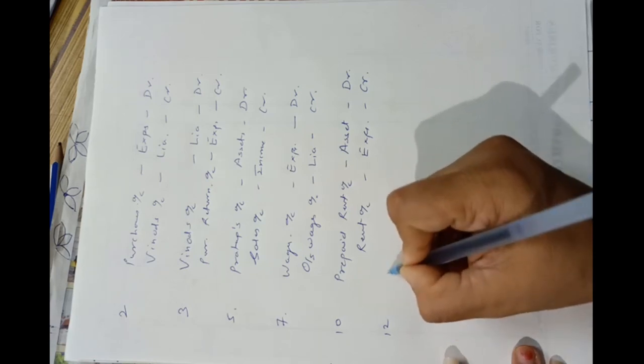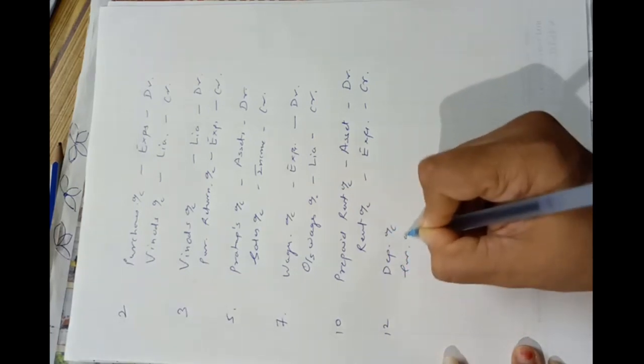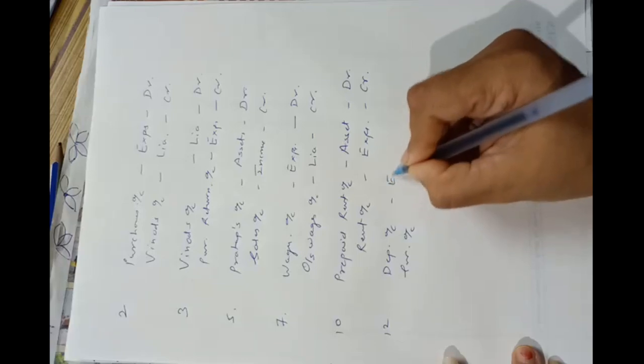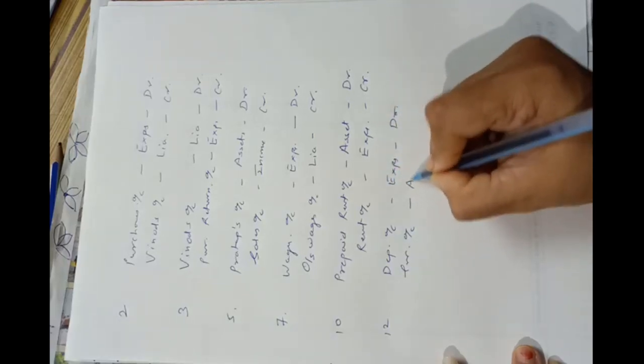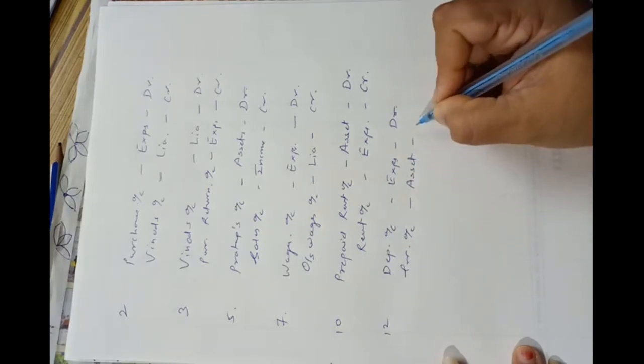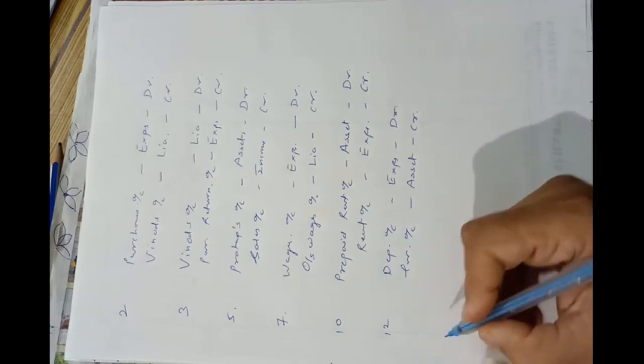So two accounts will be involved here, depreciation account and furniture account. Depreciation, our expense or loss, it increases, so debited. Furniture, our asset, it decreases after deducting depreciation, so it should be credited.